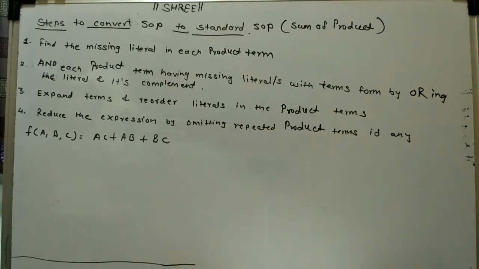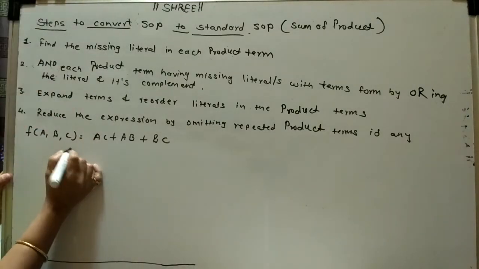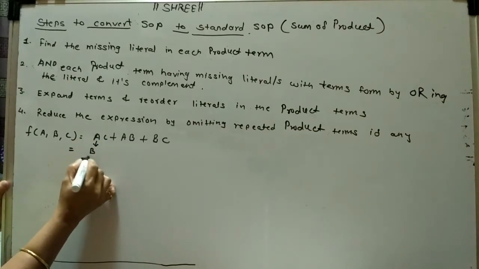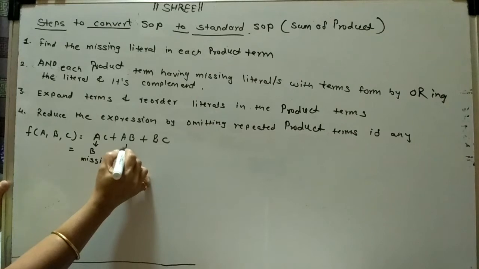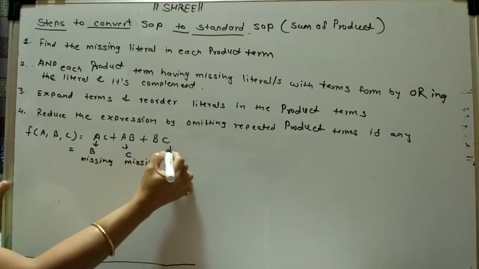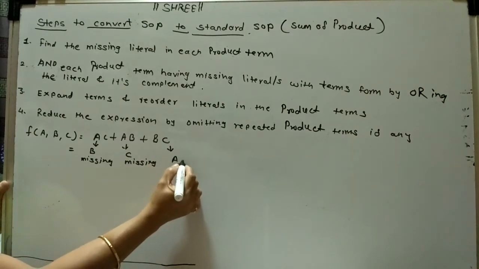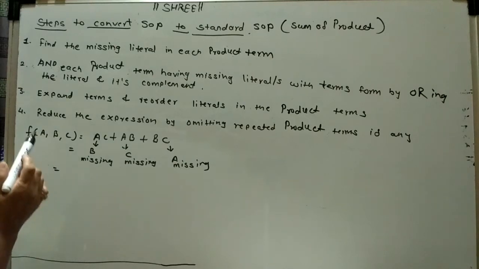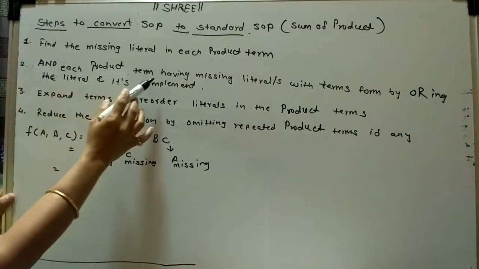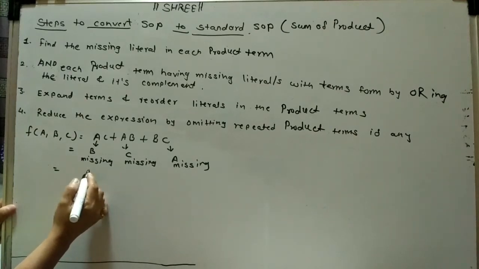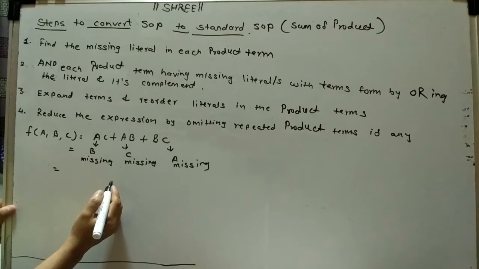Now the first step is we have to find the missing literal in each product term. If you refer to the first term, then the literal B is missing. In the second term, the literal C is missing. And in the third term, the literal A is missing. Now the next step is we have to AND each product term having the missing literal with the term formed by ORing the literal and its complement.